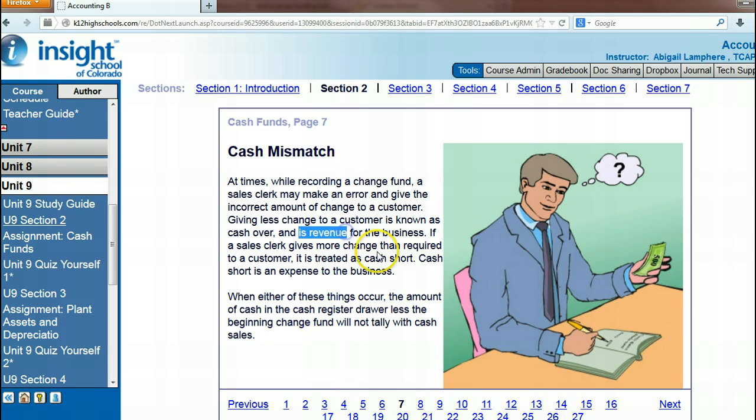Fortunately, this is considered revenue for the business. If that person didn't come back and correct it, we keep that money and it's recorded as revenue. If a sales clerk gives more change than required, this is treated as a cash short, or a cash shortage. Cash short is an expense to the business. So if we accidentally give out too much change and later on our drawer's not adding up correctly, that leaves us short. That's recorded as a cash shortage, and that is an expense to the business.